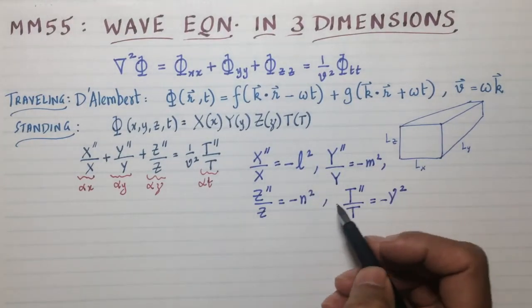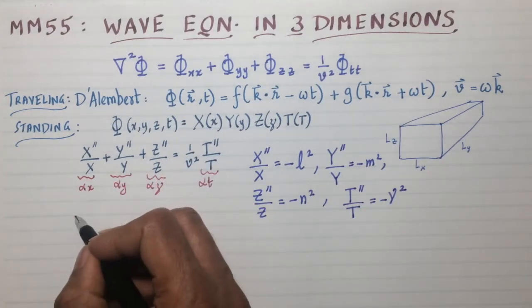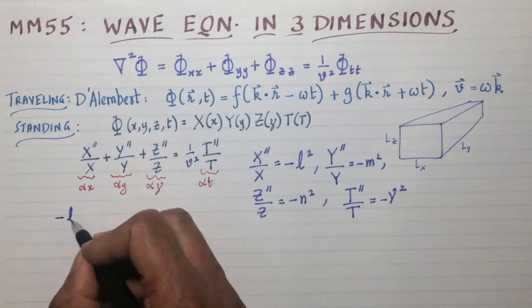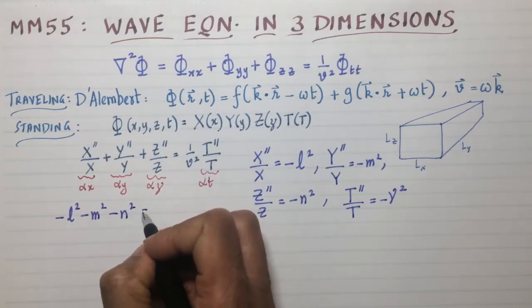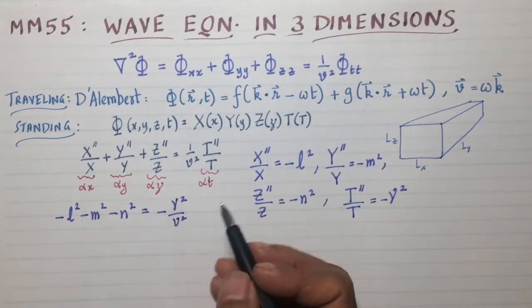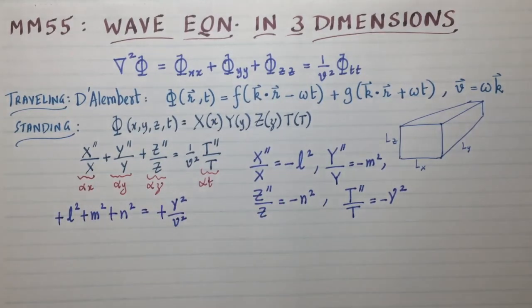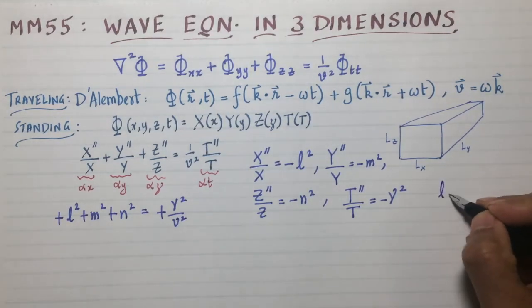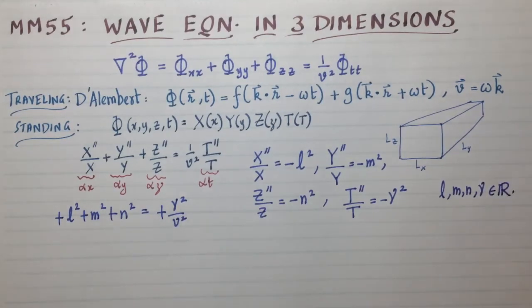These constants are not completely unrelated. They also have to satisfy that. So let's put them back in there. So I'm going to get negative L squared, negative m squared, negative n squared equal to negative gamma squared over v squared. So taking out the negative signs, I get L squared plus m squared plus n squared equals gamma squared over v squared. So that's the condition that governs these quantum numbers, as long as they're all real.